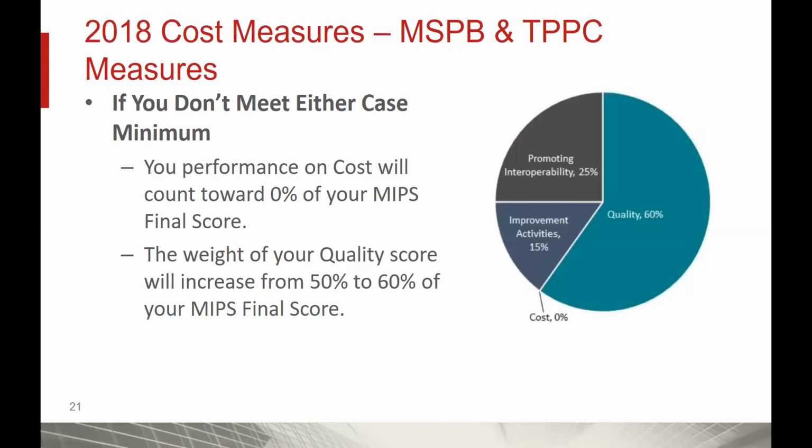What will happen is then CMS will shift the weight of your quality score, and that will increase from 50% to 60% of your MIPS final score. So if you aren't able to meet the case minimum in cost, your quality score is just going to go up. So it's really important that you do well in the quality category to account for the lost points that you may not be able to receive if you don't meet the attribution and case minimum requirements for the cost category.